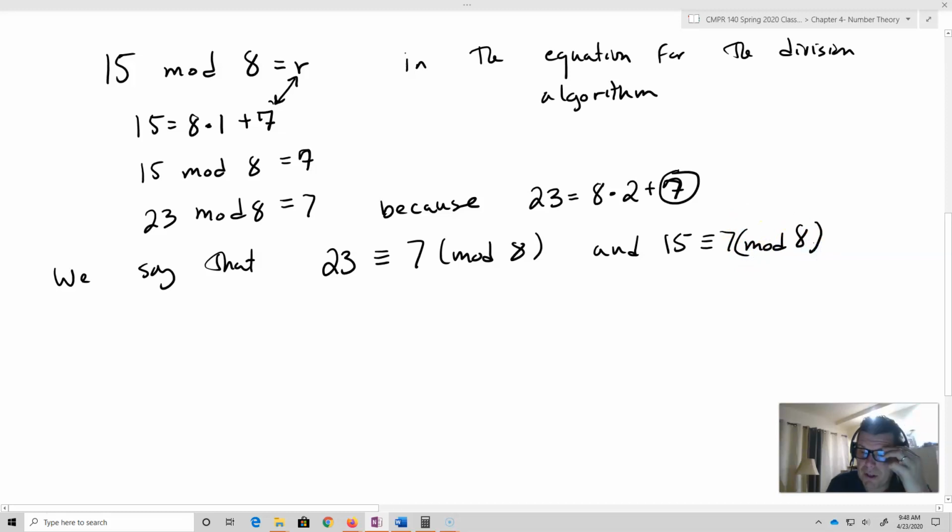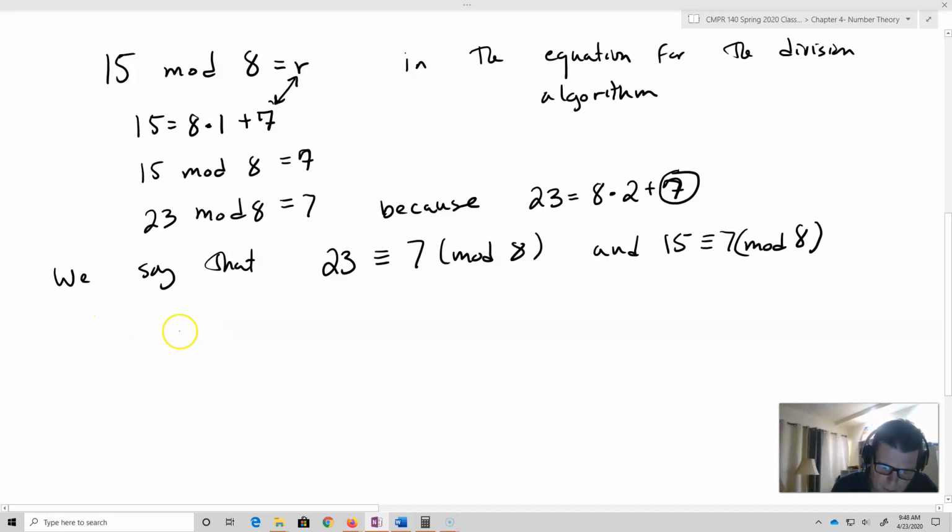If you want to know more about this, you could go in and watch my video on modulo and how to do modular arithmetic. So we have that 15 is equivalent to 7 mod 8, and 23 is equivalent to 7 mod 8. There's lots of things that are equivalent to 7 mod 8. And here's kind of why it happens that way. It's kind of a counting.